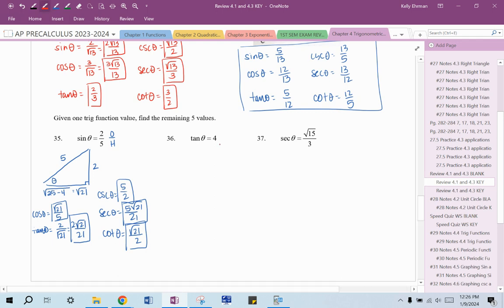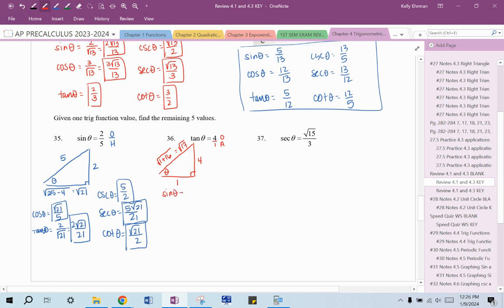If tangent of theta equals 4, think of that as 4 over 1, so that you can say 4 is opposite and 1 is adjacent. So again, not worried about scale. I just draw a right triangle. I put theta somewhere. Opposite of theta, I put 4. Adjacent to theta, I put 1. And I'm finding the hypotenuse, so that's the square root of 1 squared plus 4 squared, which is radical 17. And then I go from there.